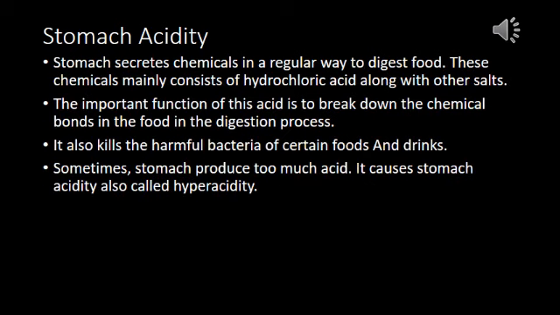Stomach acidity. The stomach secretes chemicals in a regular way to digest food. These chemicals mainly consist of hydrochloric acid along with other salts. Although hydrochloric acid is highly corrosive, the stomach is protected from its effect because it is lined with cells that produce a base. Our stomach lining protects the stomach from hydrochloric acid. The base neutralizes the stomach acid.